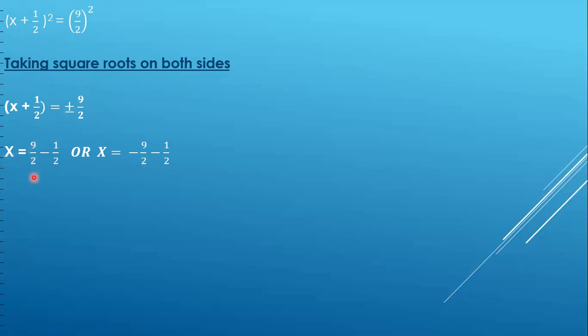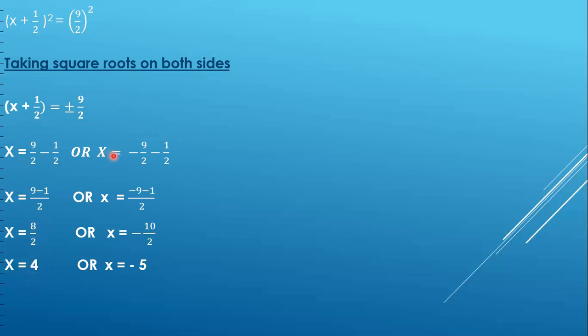So x is 9/2 minus 1/2 because this half goes to the right hand side and it becomes minus 1/2, or x is minus 9/2 minus 1/2, because the plus half goes to the right hand side and it becomes minus half. So x is equal to 9/2 minus 1/2, which becomes 9 minus 1 upon 2, which is 8 upon 2. So we get x as 4. And here we have x is equal to minus 9/2 minus half. So we get minus 9 minus 1 upon 2, which is minus 10/2, and 2 fives are 10, so we get our x as minus 5.